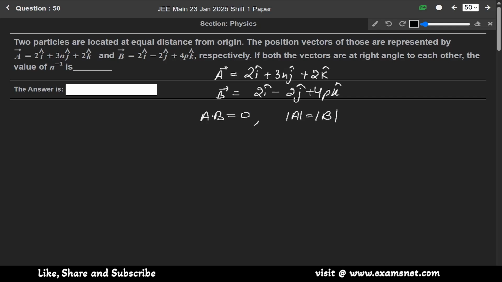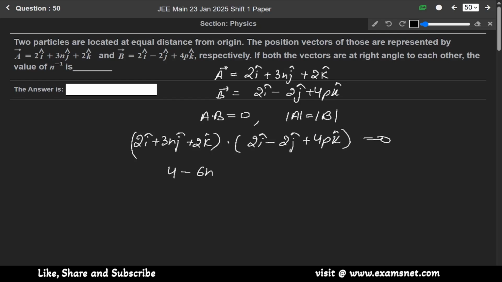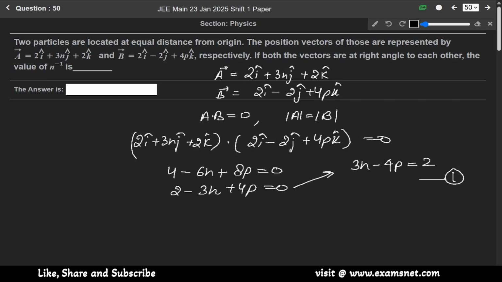So from here we can write 2 i cap plus 3n j cap plus 2 k cap dot product with 2 i cap minus 2 j cap plus 4p k cap. It will be equal to 0. So 4 minus 6n plus 8p will be equal to 0. So here we can write 2 minus 3n plus 4p equals 0. So from here, 3n minus 4p will be equal to 2. Let us say this is equation number 1.